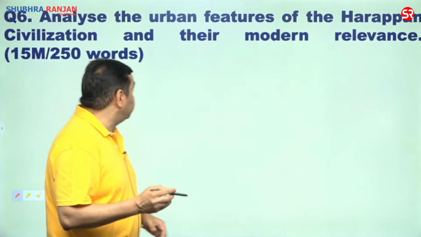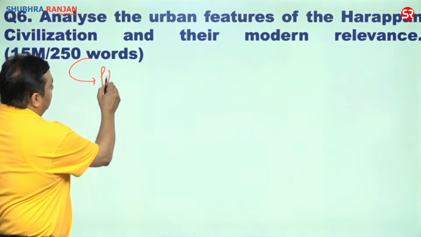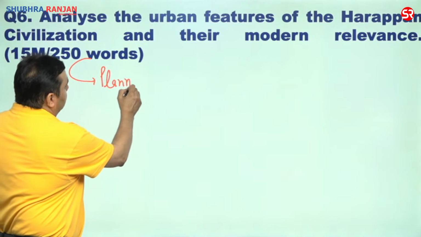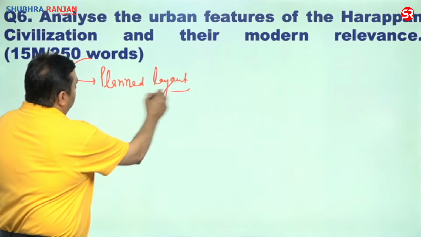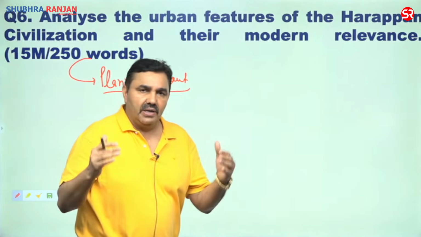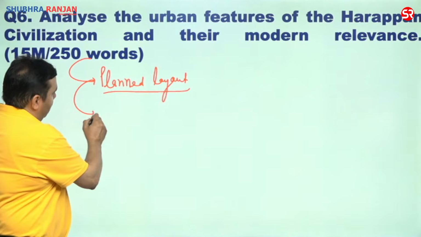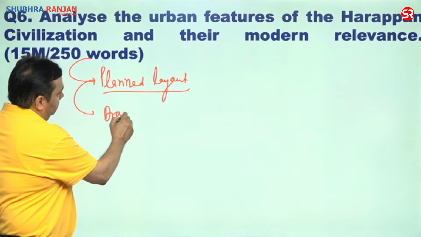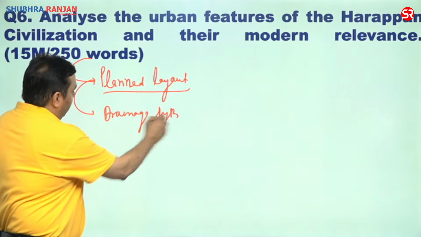For example, planned layout. You might have heard about the pattern of planning. Planned layout, grid pattern of planning, was followed by Harappan people. Then you have drainage system. There was a well-developed system of underground drainage.